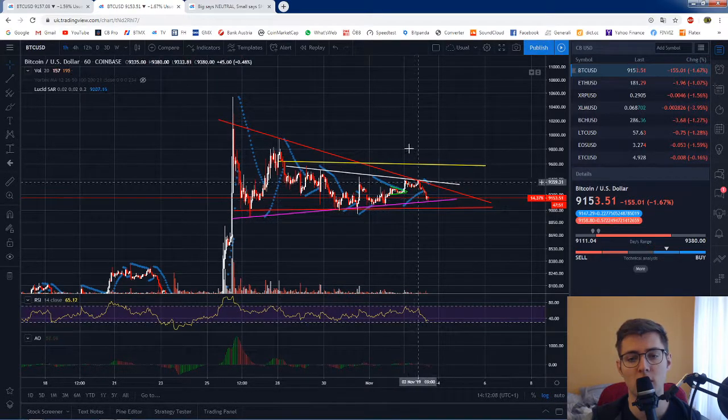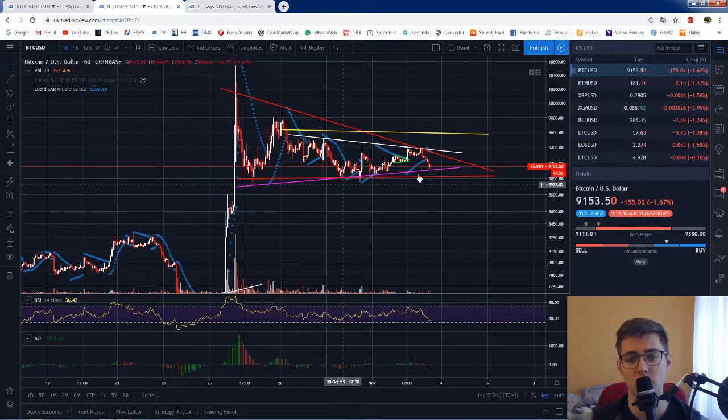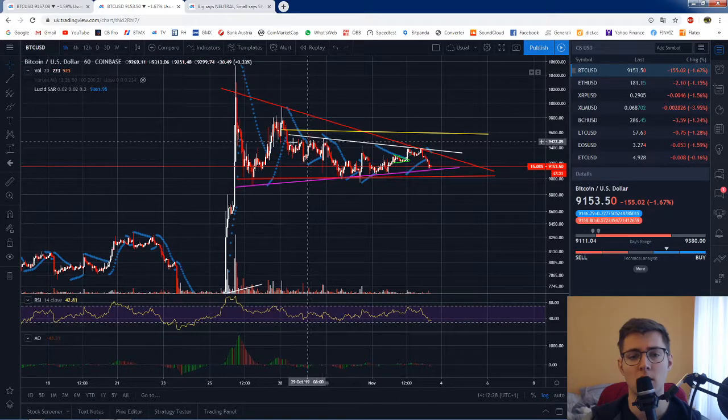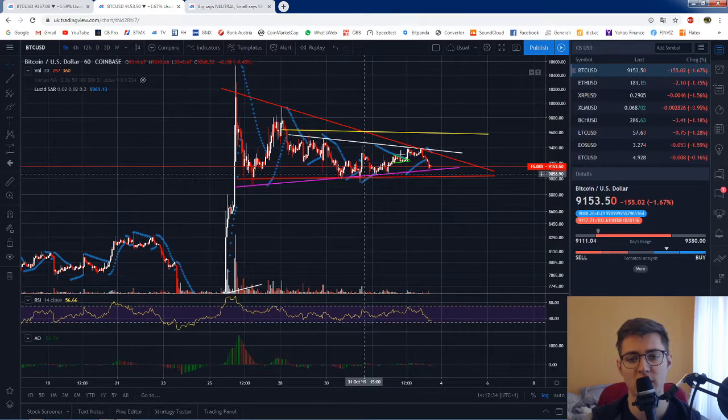The purple one is our symmetrical triangle bottom support line, also coinciding with the 200-day EMA. So that is of importance, that we are still holding it, and we actually have retested it now too. And just a basic white resistance line on the top to form our symmetrical triangle.